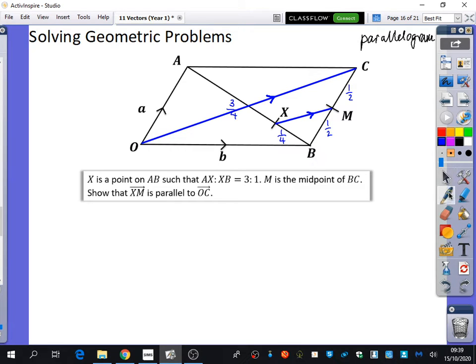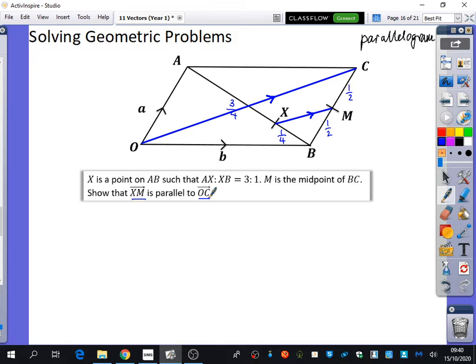Okay, how do we usually show that XM and OC are parallel? Think back to a couple of lessons, Jamil. The gradient is equal to the same. So the gradient is equal, but we're doing vectors here, so we don't really talk about gradients very much. Khadija? They are multiples of each other.